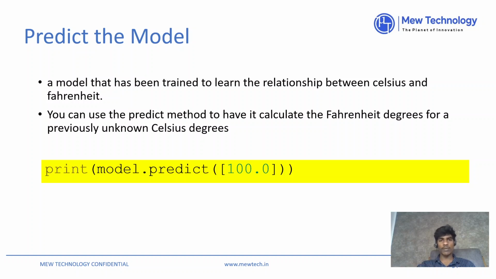The model has been trained to learn the relation between the input values and output values. That means the corresponding degrees in Celsius and the corresponding degrees in Fahrenheit. The model has learned the relation between these two things. Now we give some input values, and the model predicts using its previous knowledge.